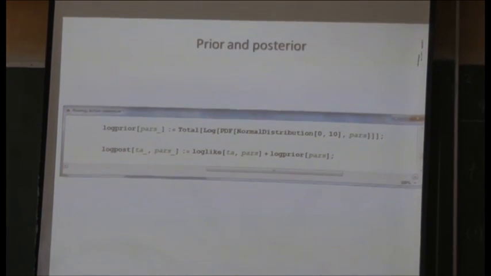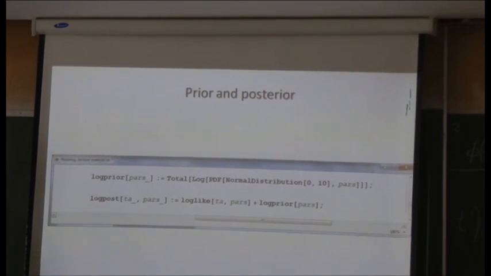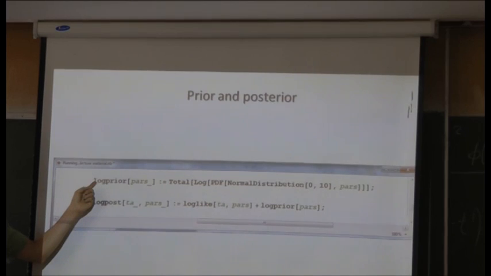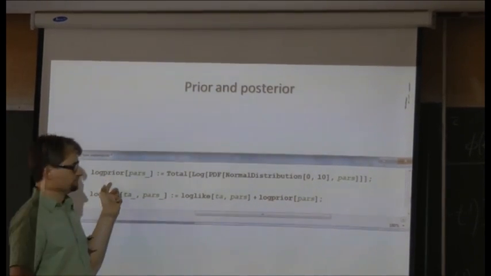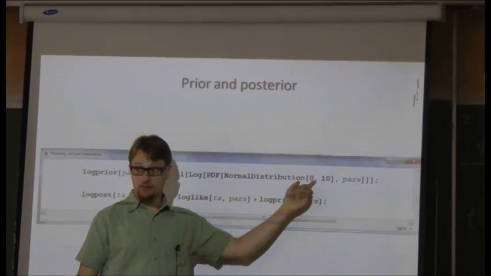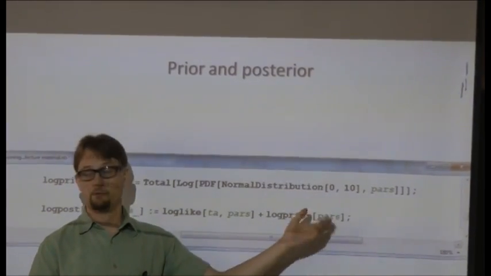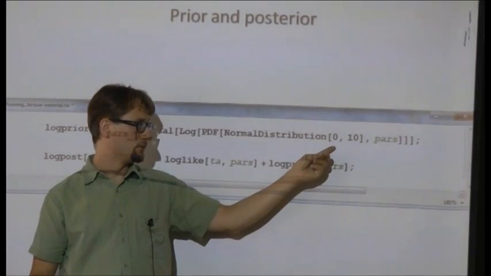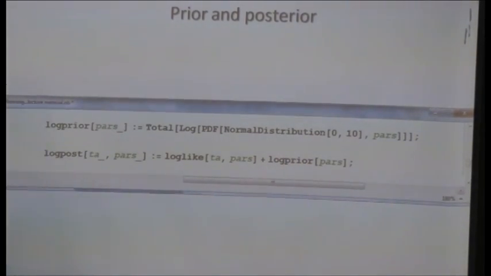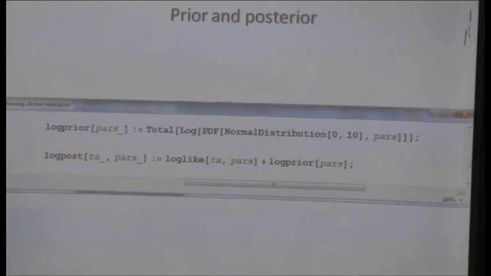Okay, then we need the prior and the posterior. Here I defined my prior. So this is the logarithm of the prior density. I'm just saying that I assume that these log transform parameters, before seeing the data, would be normally distributed with mean 0 and standard deviation 10. This is just an arbitrary choice, there is no reasoning why I assume this, but I have to assume something.